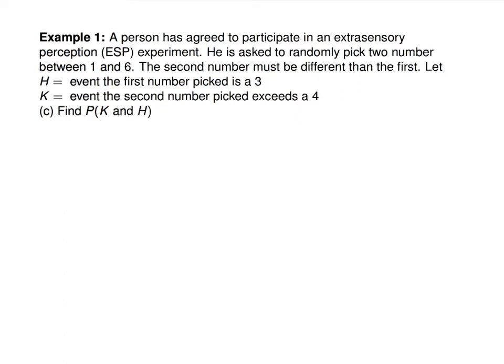So now let's find the probability that K and H both occur. So the event that the first number picked is a 3, and that the second number is bigger than 4. If these events were independent, then you could say P of K and H is P of K times P of H. But we don't actually know that that's true.